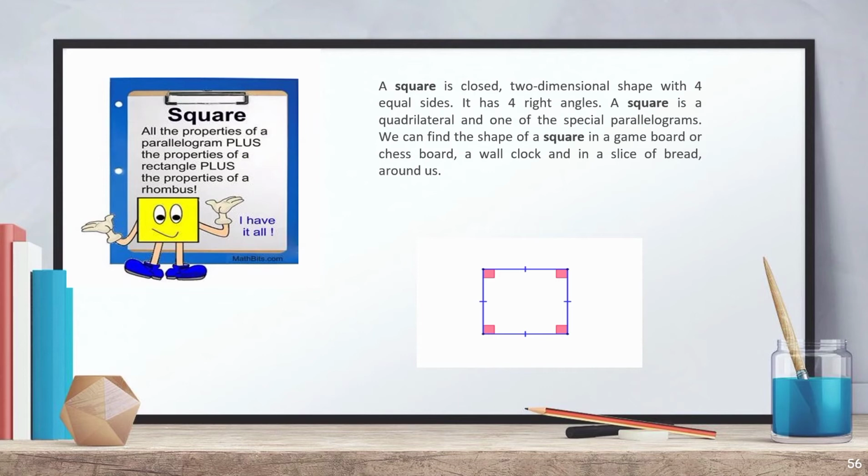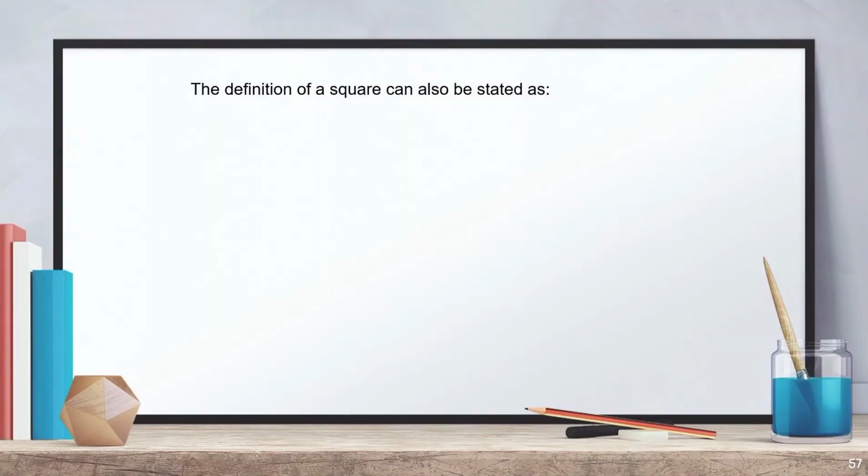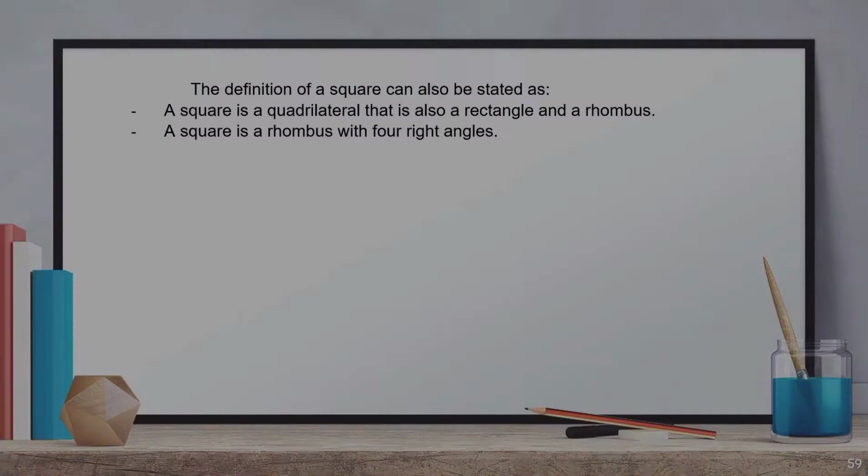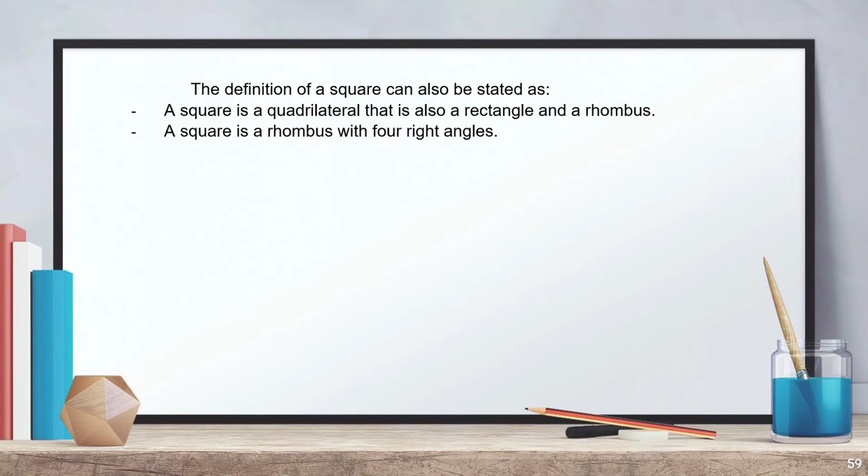Now, square is very special because all the properties of a parallelogram plus the properties of a rectangle plus the properties of a rhombus are already in a square. So meaning the square has it all. The definition of a square can also be stated as a square is a quadrilateral that is also a rectangle and a rhombus. A square is a rhombus with 4 right angles. A square is a rhombus with 2 adjacent sides perpendicular.